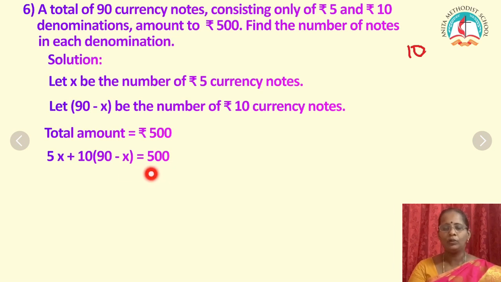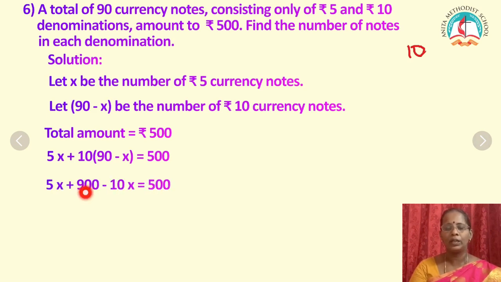Okay, and now you take the 10 inside. So 5x, write as it is. 10 into 90 is 900. Plus into minus, minus 10x. Minus 10x is equal to 500. Now I am going to solve this equation.